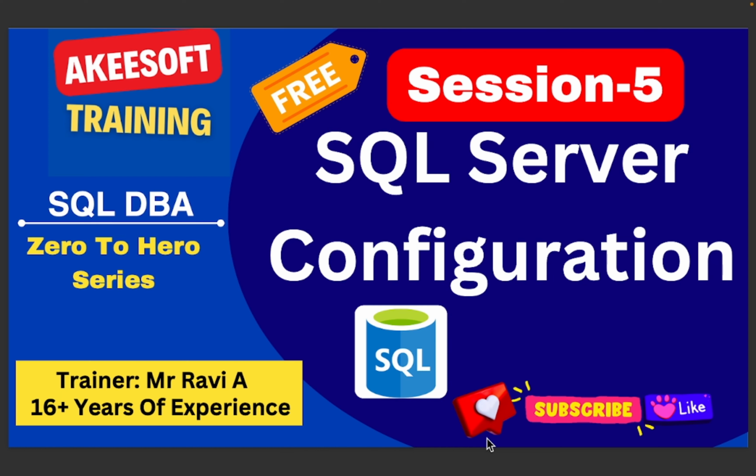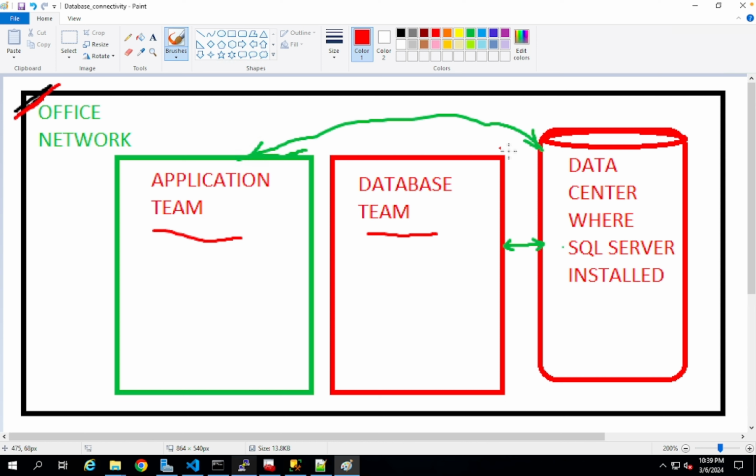So I'll open MS Paint. I'll explain it here. Think that the blue line which you are seeing is an office. The black line which you are seeing is an office network. Think that there are two teams, which is application team and another is database team. So application team used to develop application and connect their application to the database.